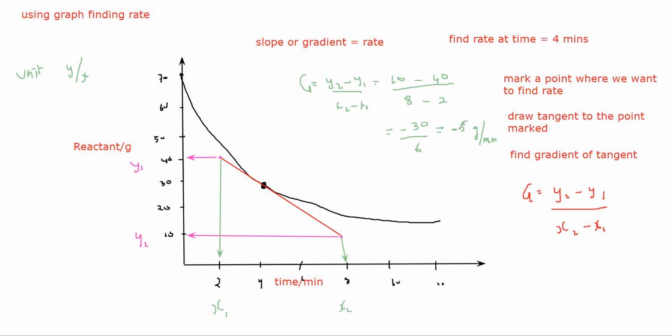So when the time is equal to 4, the rate or the speed of this reaction was 5 grams per minute. It means every minute it was changing 5 grams at this specific point. Is it clear?